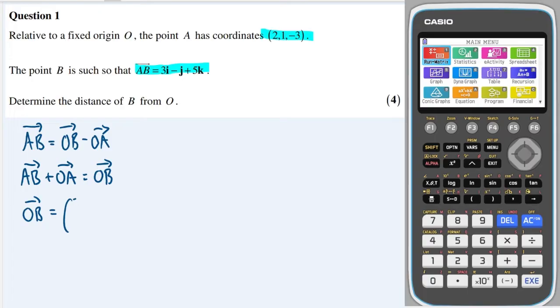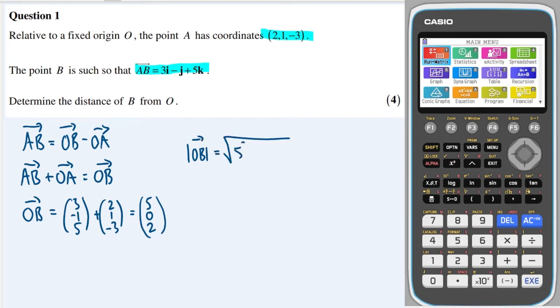A to B is 3, minus 1, 5. And O to A is the position vector of A, so thus it's just the coordinate of A written as a column. Add these together, give us 5, 0, and 2. So the distance is the magnitude of the position vector, which is the square root of 5 squared plus 0 squared plus 2 squared, which is the square root of 29.